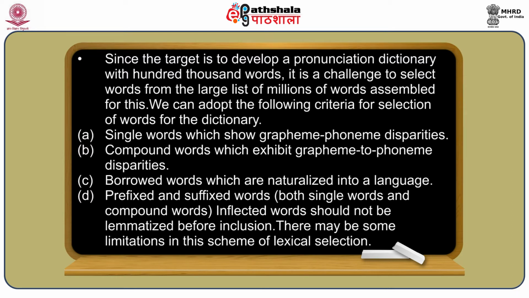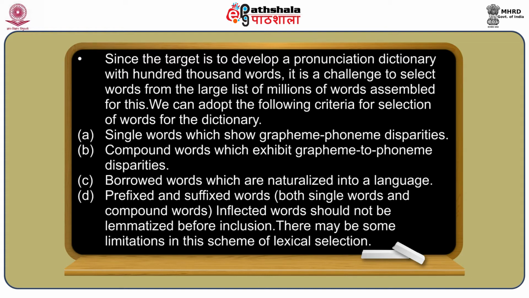We can adopt the following criteria for selection of words in the dictionary: single words which show grapheme-phoneme disparities, compound words which exhibit grapheme to phoneme disparities, borrowed words which are naturalized into a language, prefixed and suffixed words, both single words and compound words, which show pronunciation variation. Inflected words should not be lemmatized before inclusion.